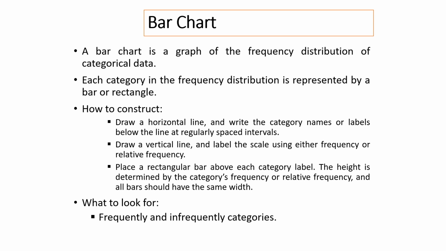A bar chart is a graph of the frequency distribution for categorical data. Each category in the frequency distribution is represented by a bar or rectangle. To construct it, first draw the horizontal line and write the category names or labels below the line. Then draw the vertical line and label the scale, either the frequency or relative frequency.